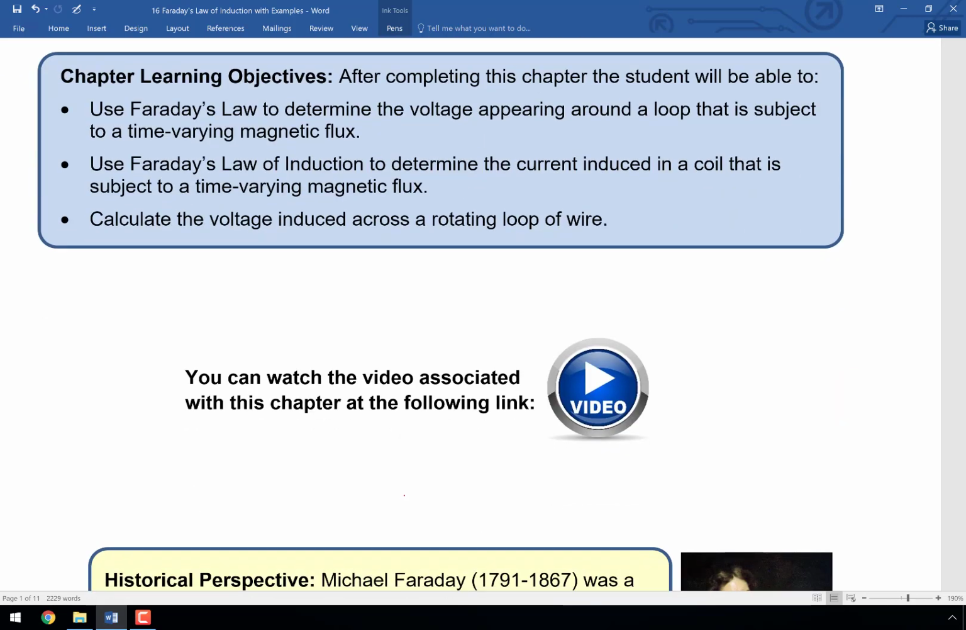So we're going to determine the voltage appearing around a loop that is subject to a time-varying magnetic flux. We're going to use Faraday's law of induction to determine the current induced in a coil subject to a time-varying magnetic flux. And we're going to calculate the voltage induced across a rotating loop of wire.